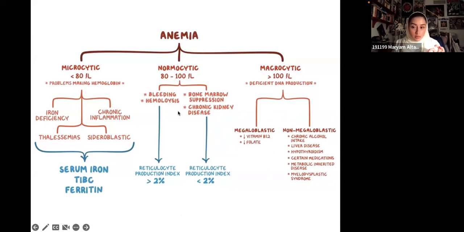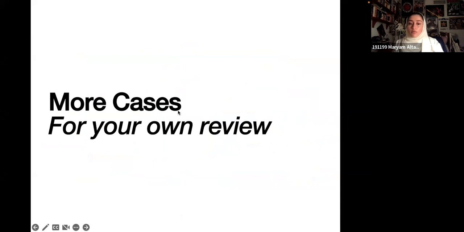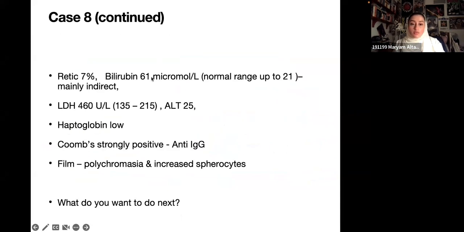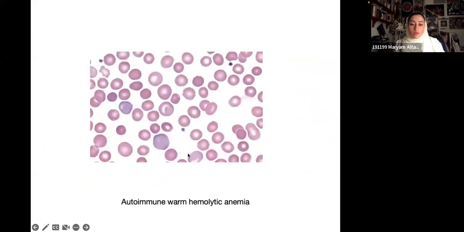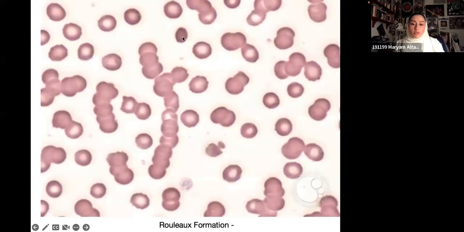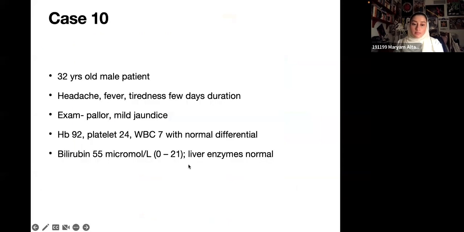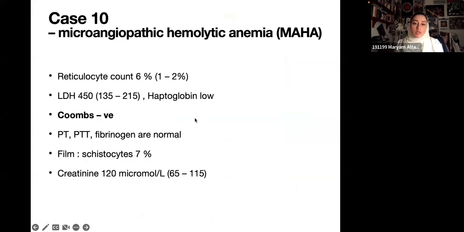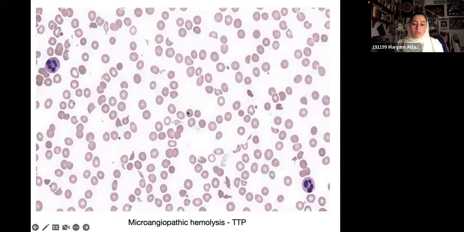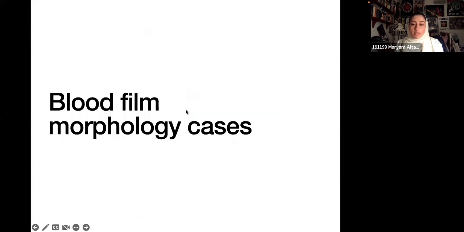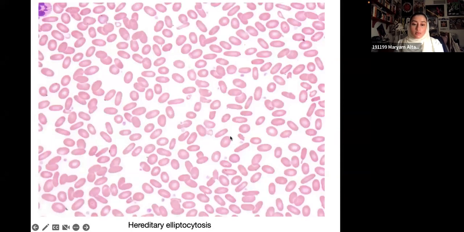I think we can stay on the same one, but if you want to. So again, I added more cases for you guys. So what do you want to do next? This is like warm. There's multiple myeloma, you can see the rouleaux formation, plasma cells in the bone marrow, etc. There's also a microangiopathic hemolytic anemia case, TTP, and I also included morphology.